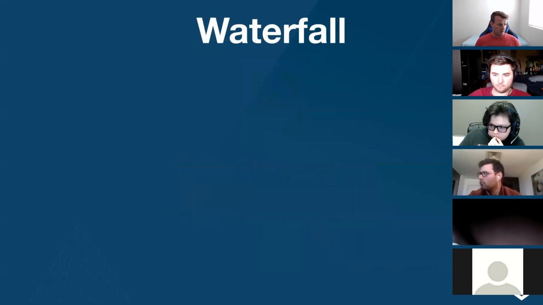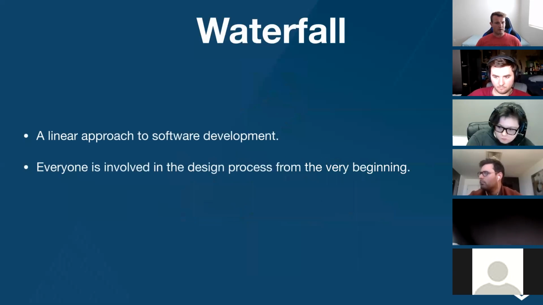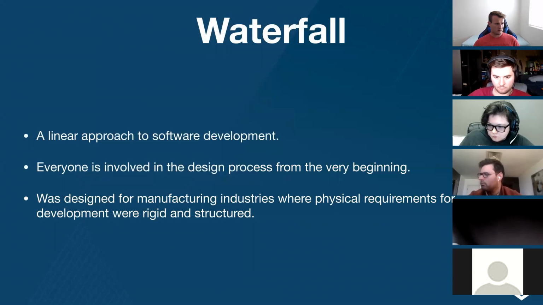So the first methodology we're going to look at is called waterfall. Basically, waterfall is a linear approach to software development. And we'll talk about what that means and how that works. Everyone is involved in the design process from the very beginning. And then this idea was designed for manufacturing industries, where physical requirements for development were rigid and structured.